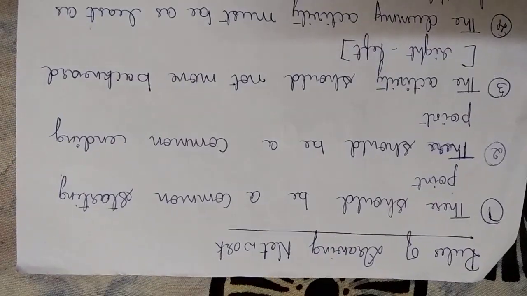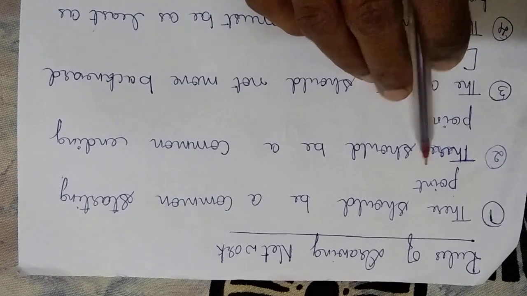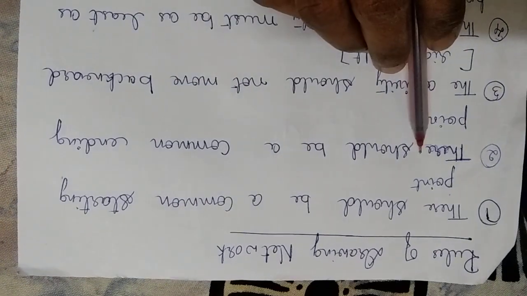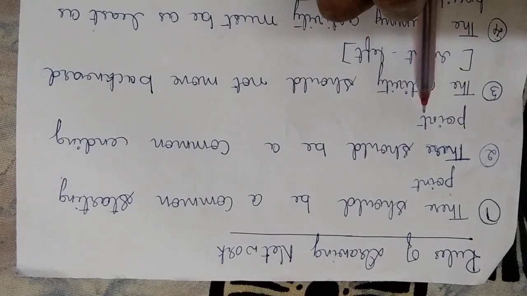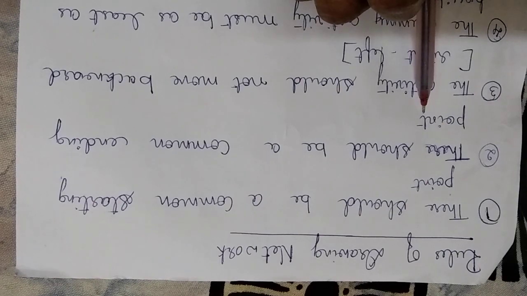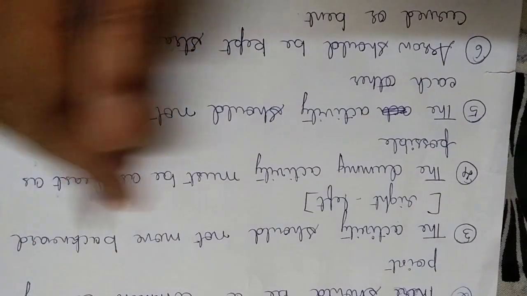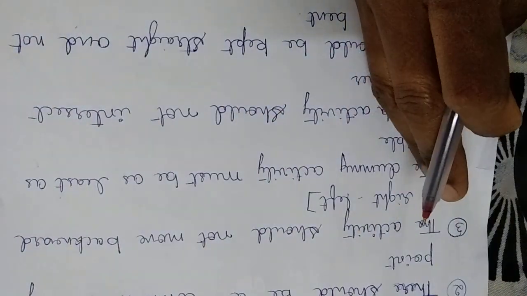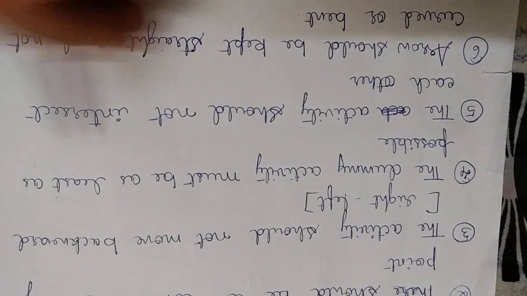Further, we have the rules for drawing the network. Let us go with the rules one by one. There should be one common starting point. There should be one common ending point. Whenever you see a network diagram, there should be a starting point and an ending point. The activity should not move backwards. You can't go backwards. It should always be forward moving.